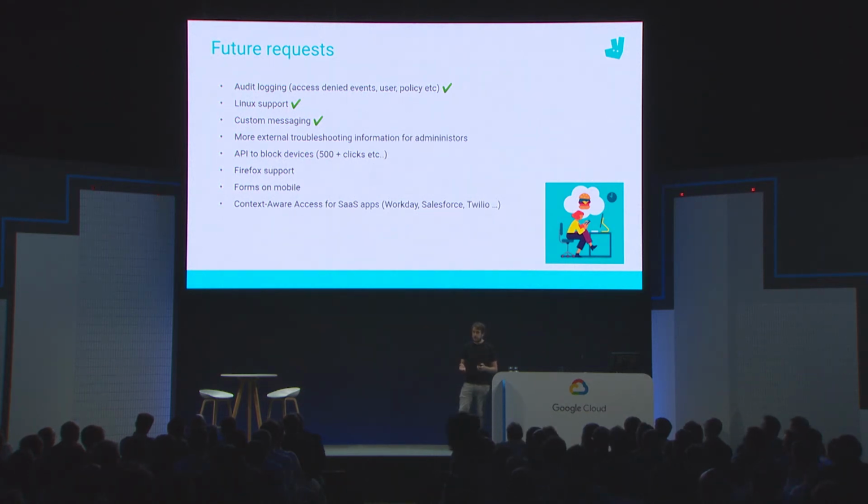We'd like Firefox support for other users in the business so that they can use another preferred browser. Forms on mobile would be great. And also something that would be super helpful for Deliveroo is having context-aware access for SaaS-based apps. So if you think about Workday and Salesforce, Twilio, anything that may be through SAML or OAuth, if we can apply context-aware access at that point, it would really close the gap on people potentially accessing those systems outside of their work devices.